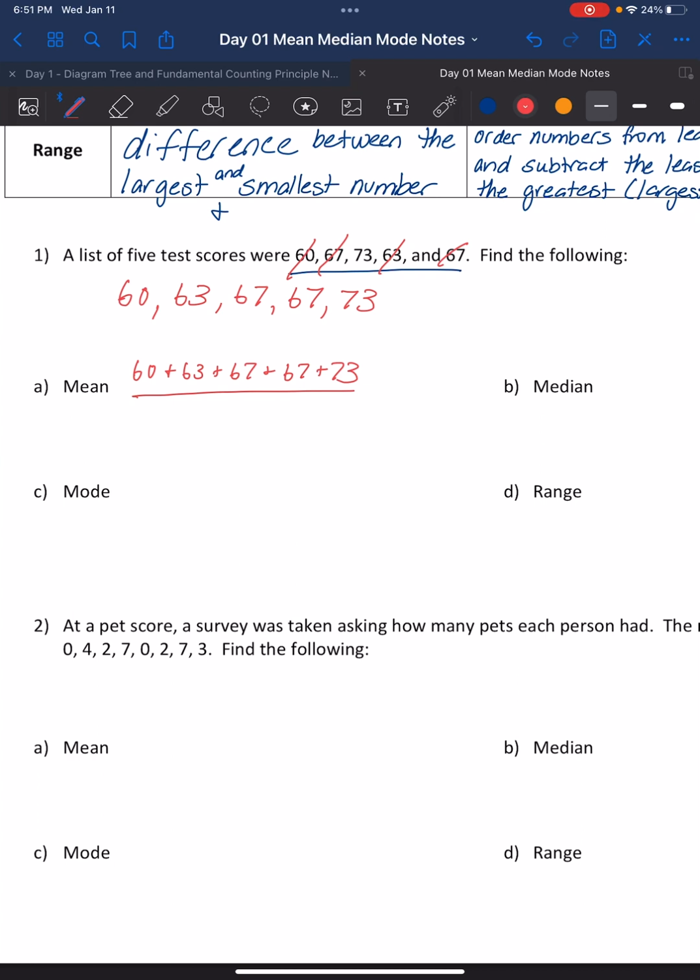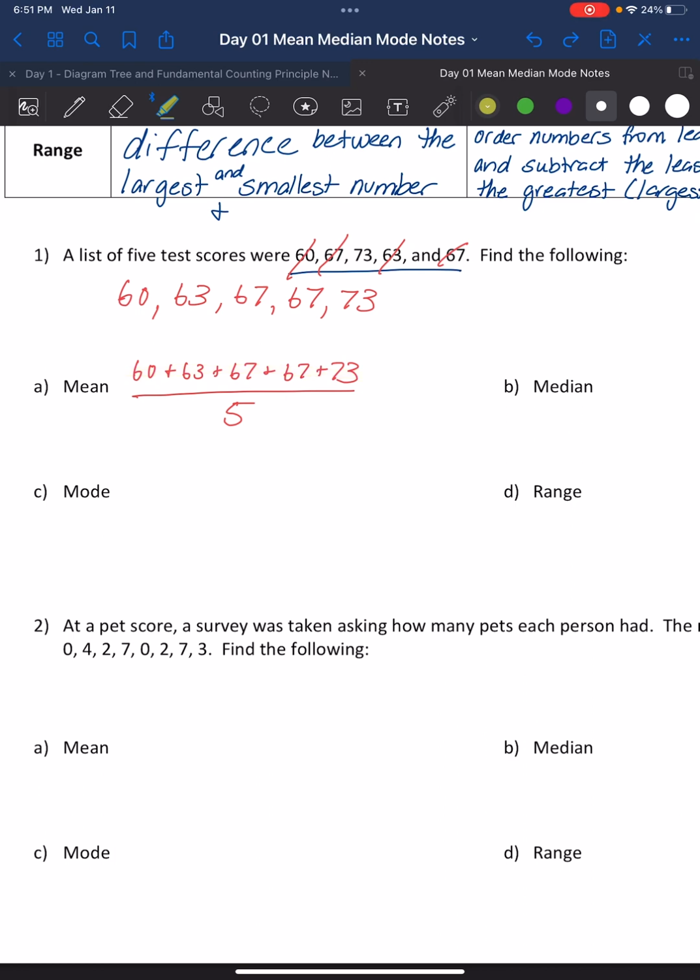So I have how many numbers? 1, 2, 3, 4, 5. I should be dividing by 5. And when you do that, please, please, please make sure that when you add your numbers on the top right here, that you hit your equal sign first, okay, before you divide by 5 in your calculator.